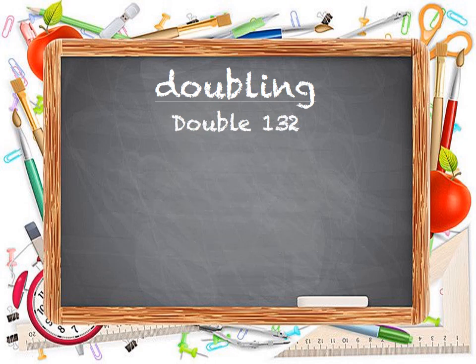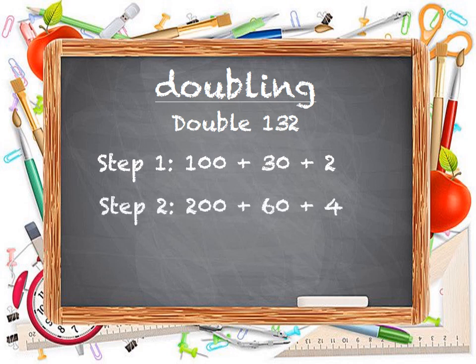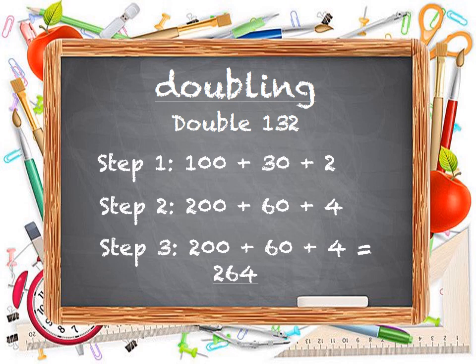Our next example is 132. Step number 1, we break up the hundreds, tens, and units. So it's 100 plus 30 plus 2. Step number 2, we need to double the hundreds, tens, and units. So double 100 is 200, double 30 is 60, and double 2 is 4. Step number 3, we add them all together. 200 plus 60 plus 4 equals 264.